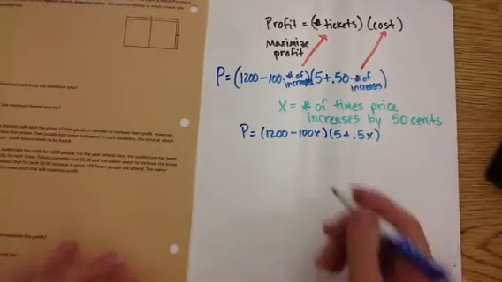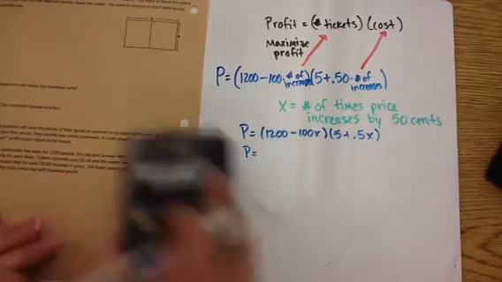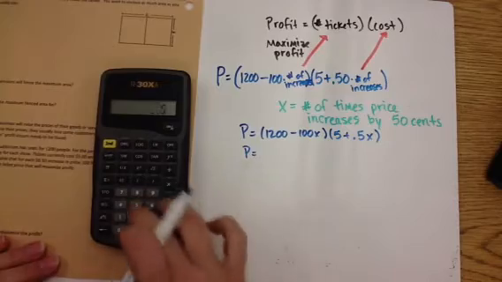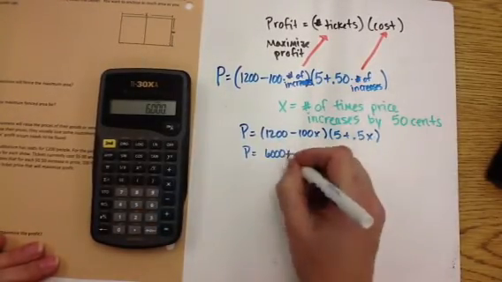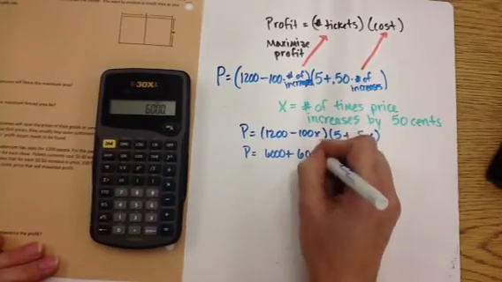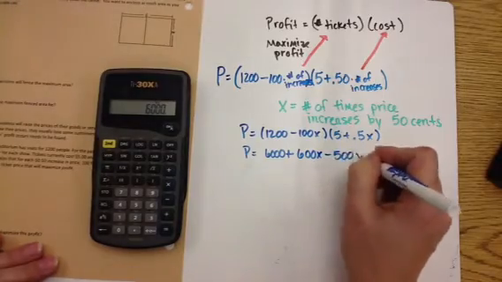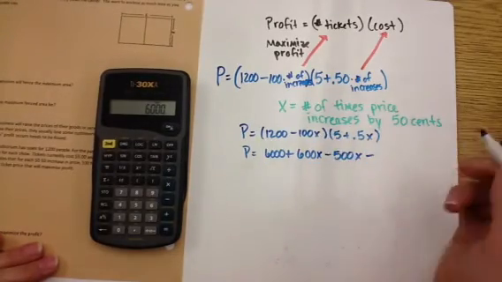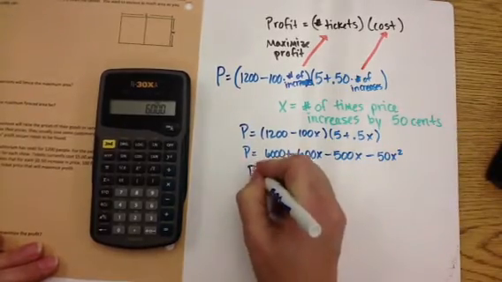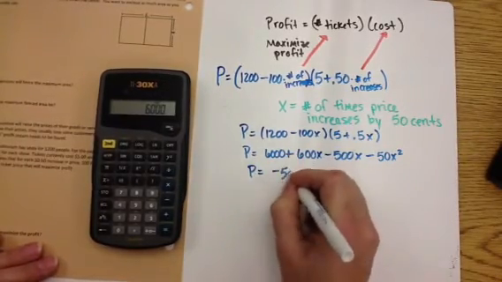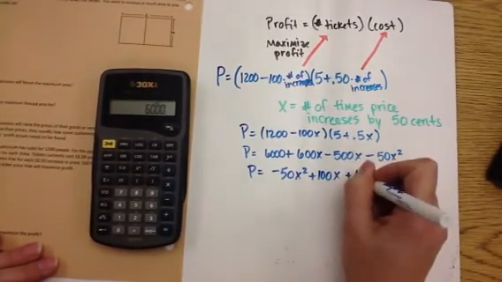And then go ahead and FOIL this out. So P equals 1200 times 5, which should be 6,000. Let's check it. Yep. 6,000 plus 1200 times 0.5x, which is 600x, and then 5 times negative 100x, so negative 500x, and then negative 100x times 0.5x, so negative 50x squared. So P equals negative 50x squared plus 100x plus 6,000.